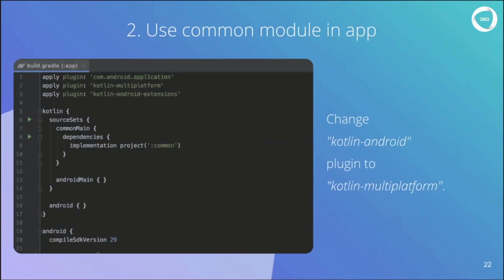Now, to use that extracted common Kotlin multi-platform module, you need, first of all, to change the Kotlin Android plugin to Kotlin multi-platform. They won't work together because they have some conflicts, and you will have Gradle sync errors if you try to apply both of them. This new Kotlin block, which you can see on the left, is needed for the Kotlin multi-platform plugin to handle appropriate targets.